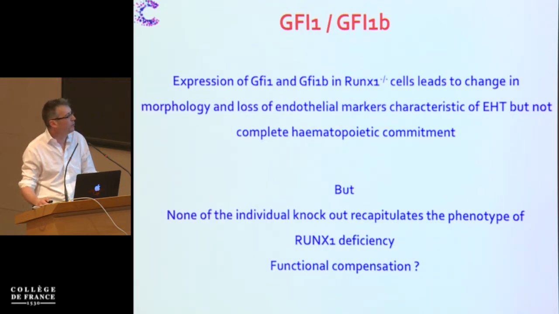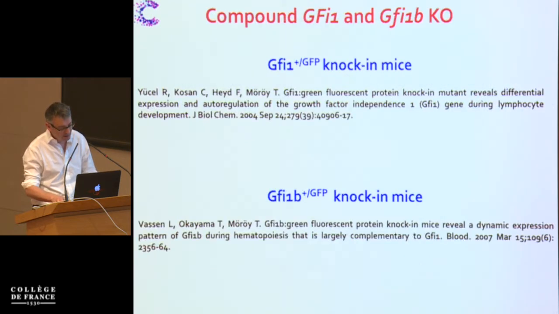die at E12.5. GFI1 knockout is not embryonic lethal. GFI1b is embryonic lethal at E14.5. So if they're so important downstream of RUNX1, why are we not getting a more severe and earlier lethality? To try to address this, our hypothesis is that there is some functional compensation.